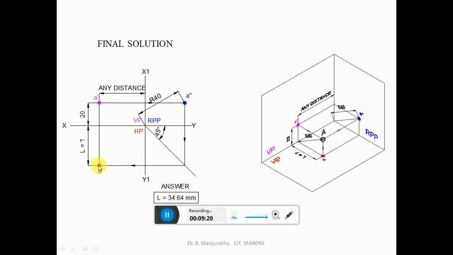So since the image is on the horizontal plane, you are going to get small a. Measure the distance from point small a to the XY line and mark the distance as L equal to question mark. So the answer will be, when you are writing it manually, L equal to 35 mm. If you are doing it on a computer, it will be 34.64 mm. And hence this is the final solution.